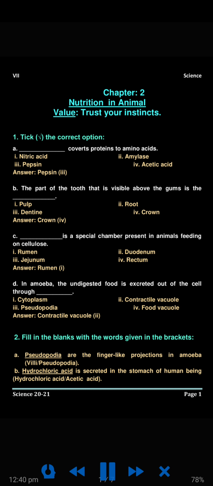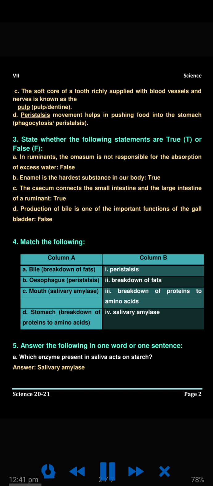A. Pseudopodia are the finger-like projections in amoeba (villi, pseudopodia). B. Hydrochloric acid is secreted in the stomach of human beings (hydrochloric acid, acetic acid). C. The soft core of a tooth richly supplied with blood vessels and nerves is known as the pulp (pulp, dentine). D. Peristalsis movement helps in pushing food into the stomach (phagocytosis, peristalsis).